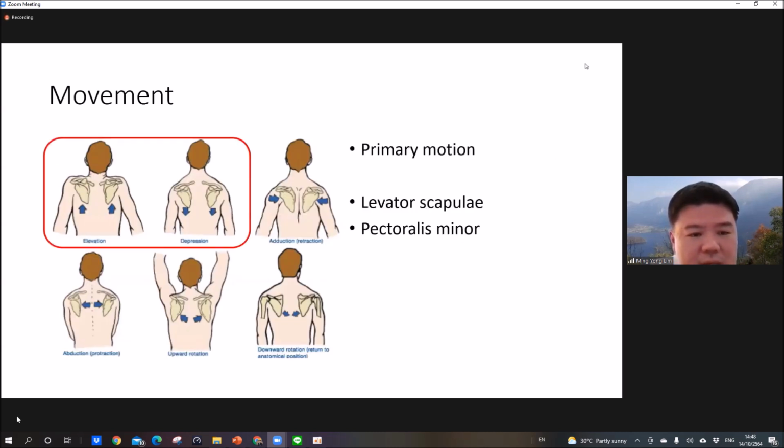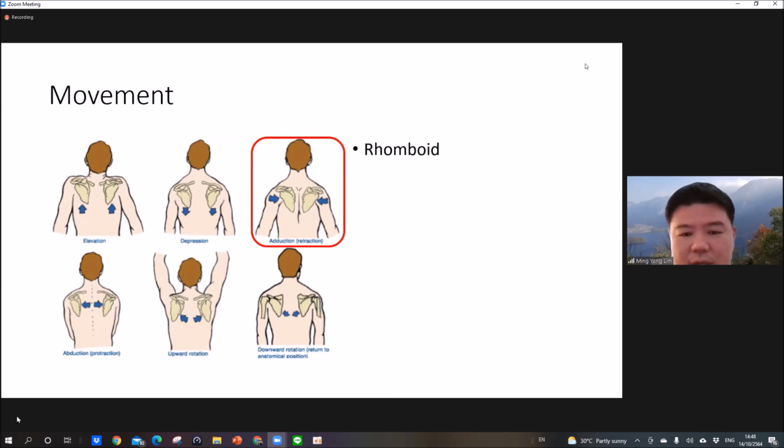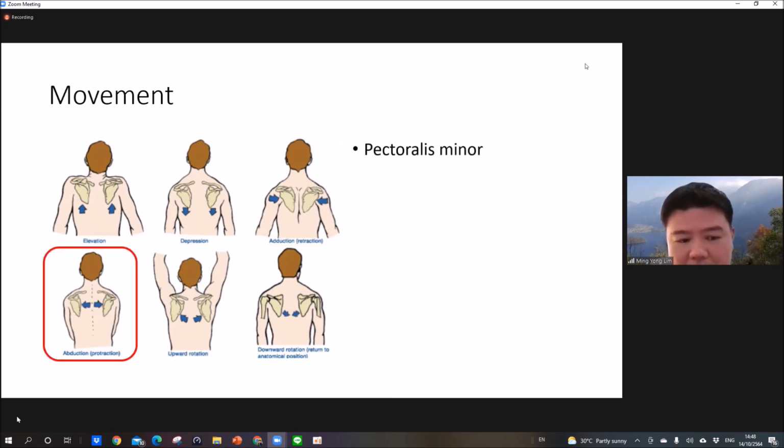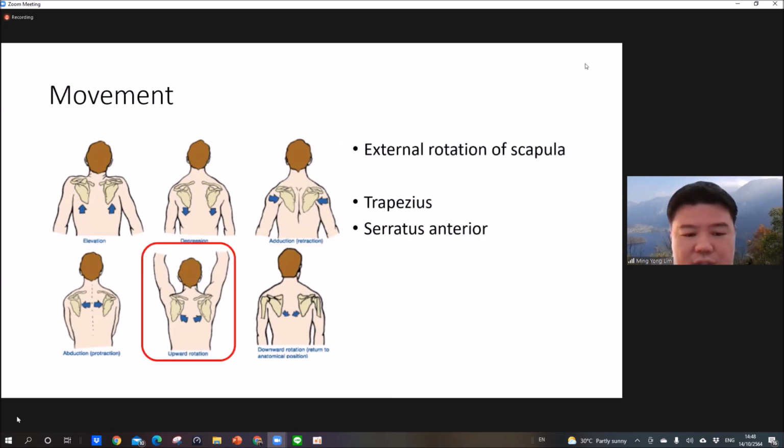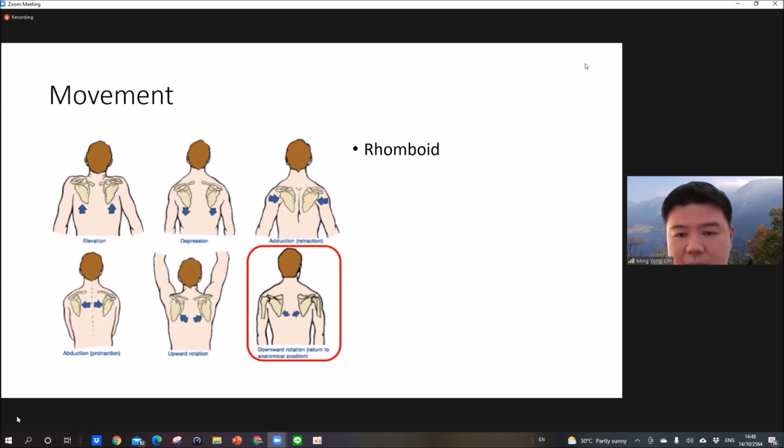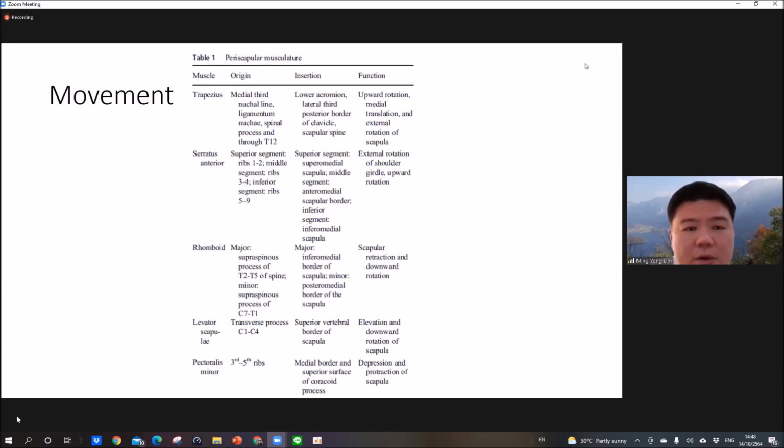So this is the movement. The primary movement is elevation and depression. Elevation is by the levator scapulae, and depression by pec minor. Rhomboid for the retraction, pec minor for the protraction, upward rotation by trapezius and also serratus anterior, downward rotation by rhomboid. But these are all the muscles that we call periscapular muscles.